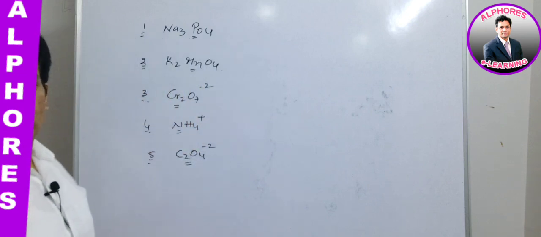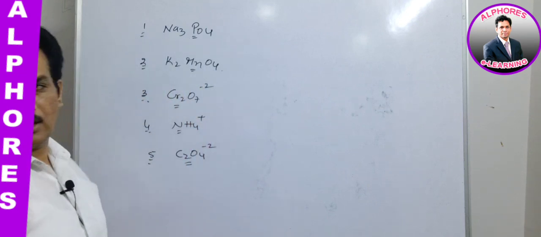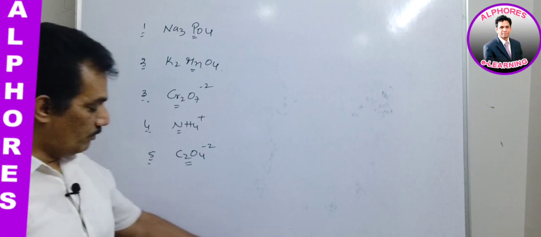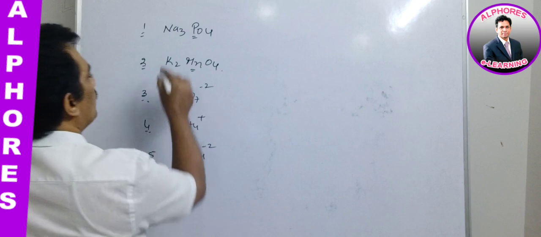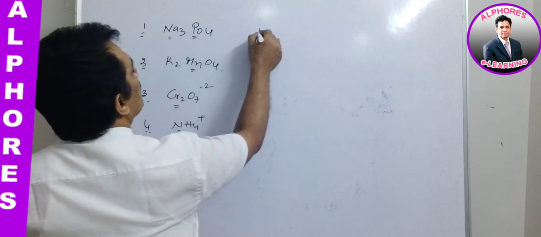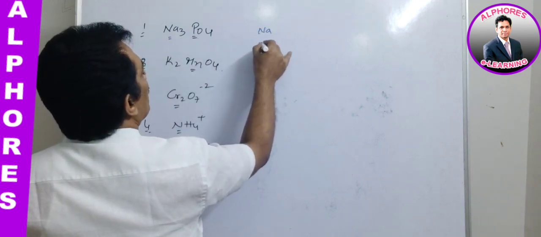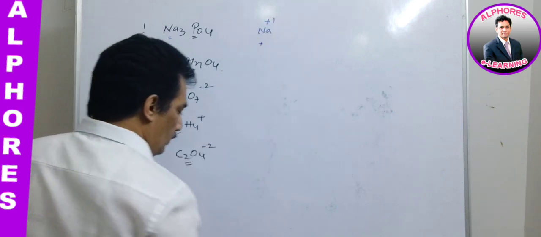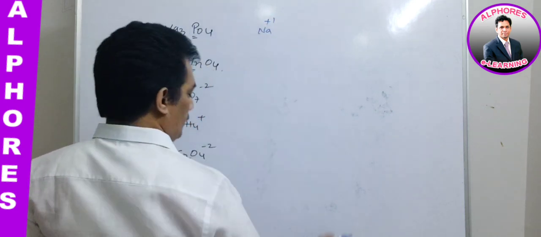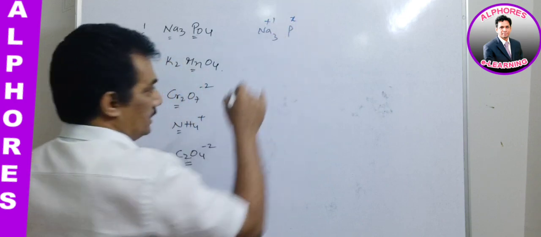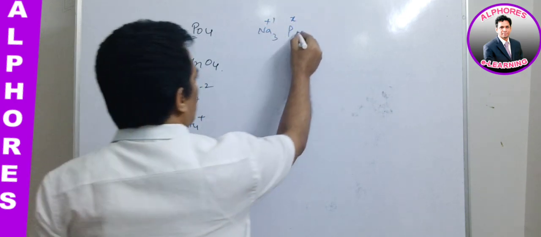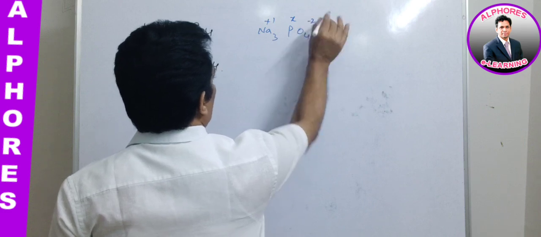Now, after solving these, we will go for the remaining 5. First let me give the solution for this. Here, as we know, sodium has a +1 oxidation state. Phosphorus we don't know, hence it is X. And oxygen we know is -2.